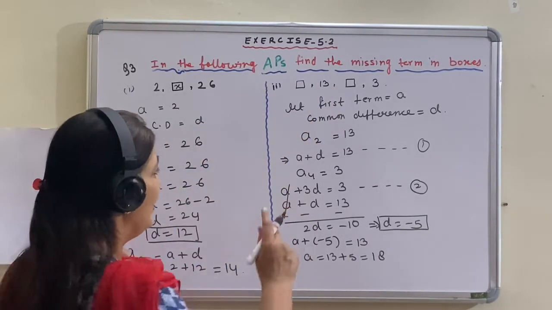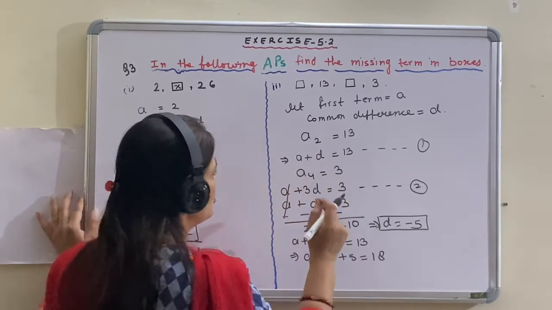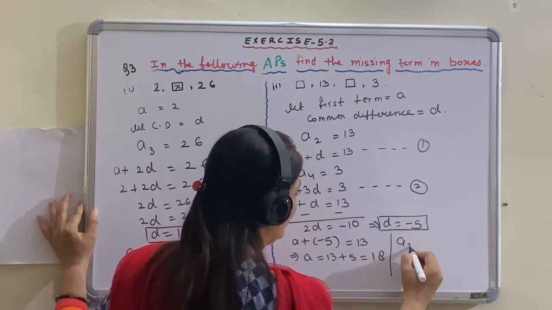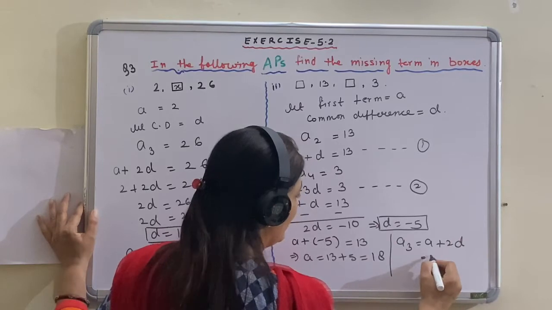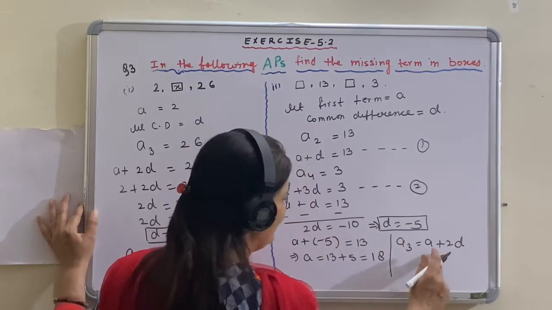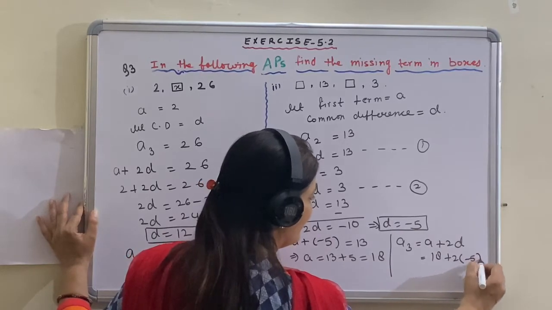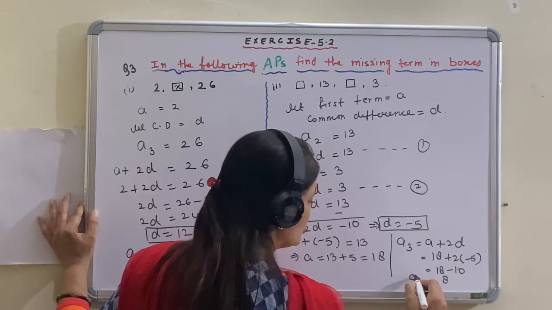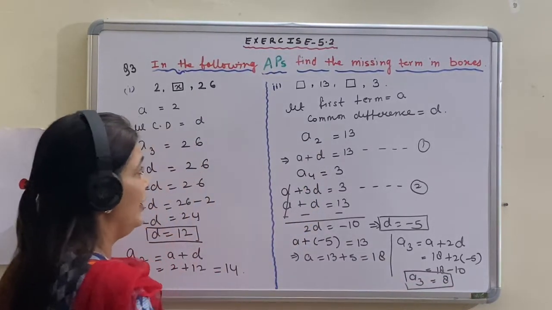And what will be the third term? Third term will be a plus 2d. So it is a3. What will be the a3? a3 is a plus 2d. A is 18 and d is minus 5. So it will be 18 minus 10. It is 8. So the third term is 8 and the first term is 18.